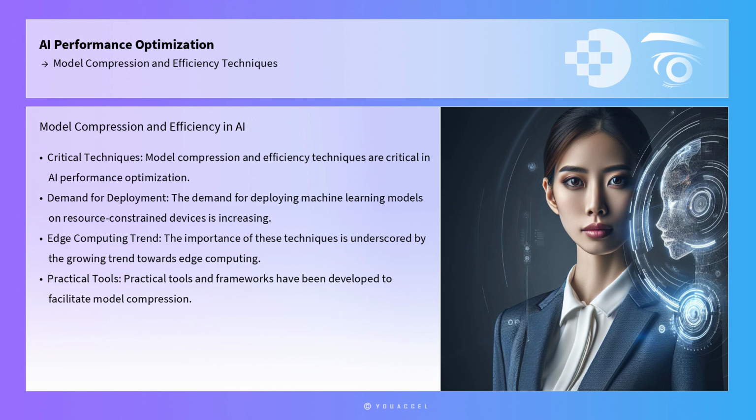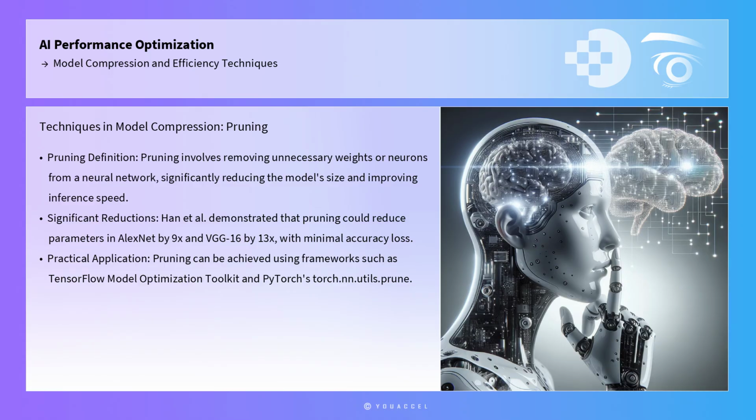Practical tools and frameworks have been developed to facilitate model compression, each with unique advantages and applications. One of the primary techniques used in model compression is pruning. Pruning involves removing unnecessary weights or neurons from a neural network. This technique can significantly reduce the model's size and improve inference speed without substantially degrading performance.